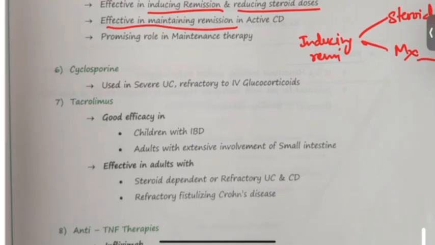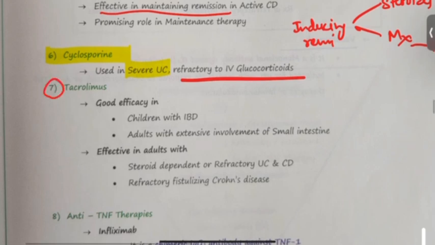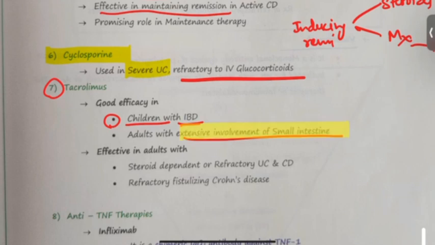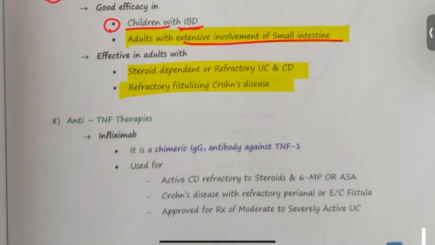Okay, so next, the 6th drug being cyclosporine. So this is again used in severe ulcerative colitis and wherever the disease is refractory to IV glucocorticoids. Okay, in that case we can use cyclosporine. Tacrolimus, again this has good efficacy in children with inflammatory bowel diseases. In children we can use tacrolimus, and in adults with extensive involvement of small intestine. Okay, budesonide in the colon, tacrolimus in the small intestine. So effective in adults with steroid dependent or refractory ulcerative colitis and Crohn's disease and refractory fistulizing Crohn's disease.